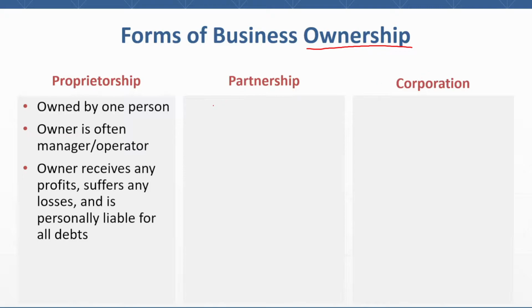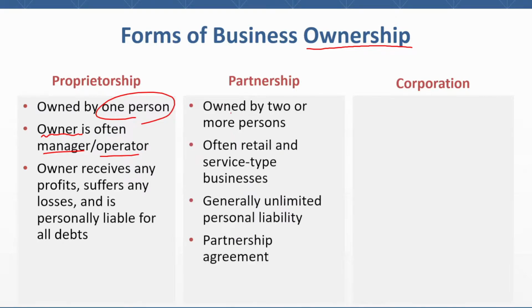So proprietorship firms, they are owned by only one person. Small stores are a good example of proprietorship firms. The owner, him or herself, is often the same as the manager and the same person who operates inside the business, inside the store. The second one is partnership, when a company is owned by more than one person, two or more than two people. Most of the time, they are service type companies.